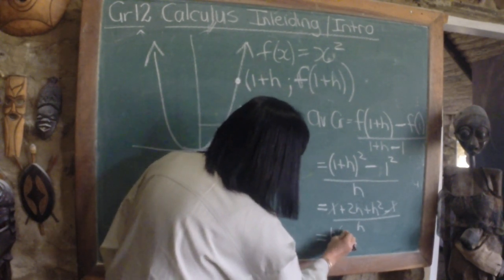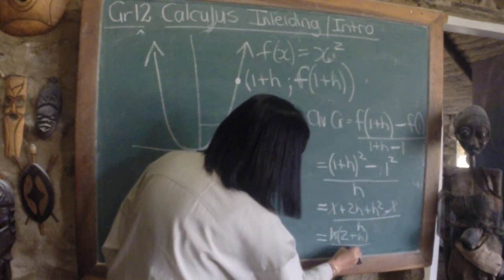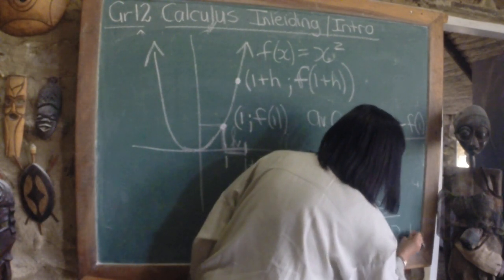So I can take out the common factor of h, so it's 2 plus h. Then the h's cancel, and my final answer equals 2 plus h.